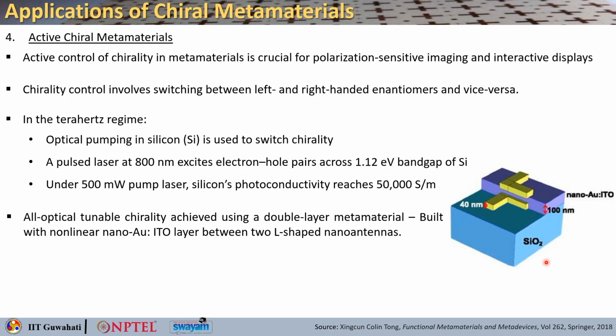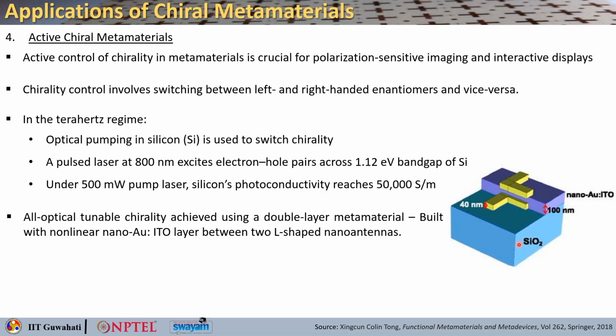So, an all optical tunable chirality has also been realized in a double layer metamaterial, which basically consists of a nonlinear nano Au:ITO, that is basically this structure. So, you can see the structure here, that is having an ITO layer in between two L shaped gold nano antennas. So, these are the two L shaped gold nano antennas, and you have ITO here, and this is your silica substrate, right.